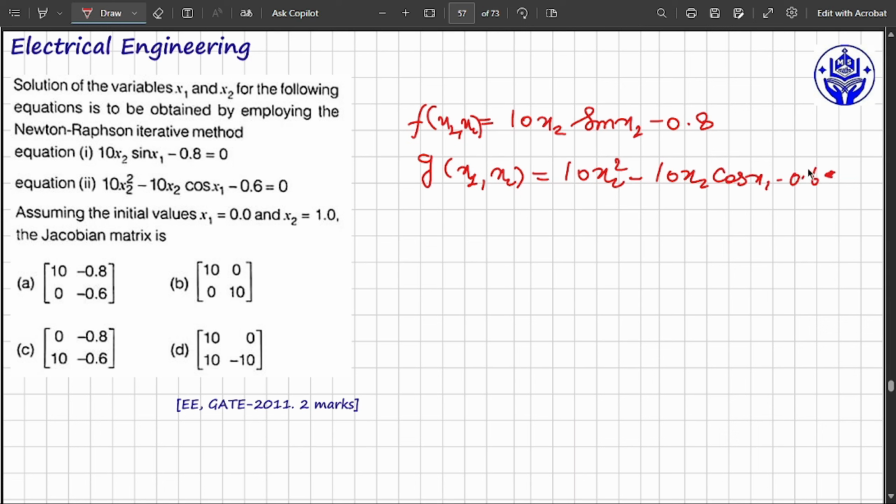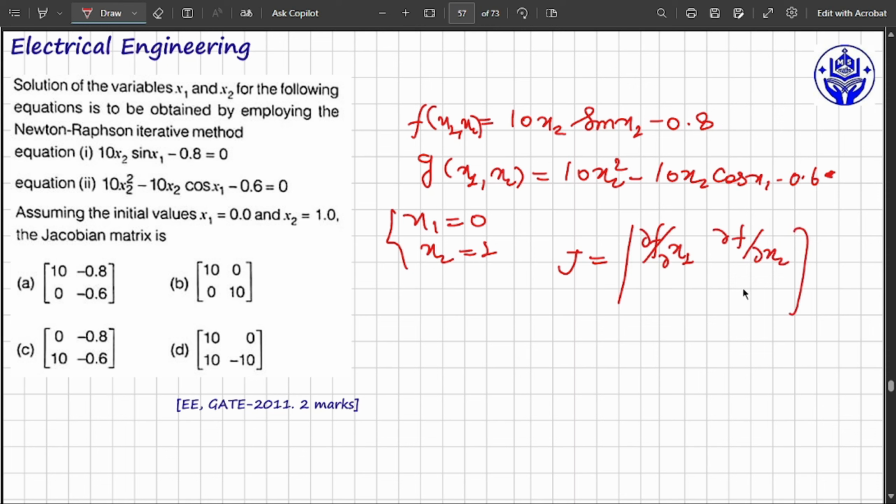Okay, here what is the Jacobian matrix if I have x1 equals 0 and x2 equals 1? The Jacobian matrix is something like this: the partial derivative of f with respect to x1, the partial derivative of f with respect to x2, and the partial derivative of g with respect to x1, the partial derivative of g with respect to x2. What is the partial derivative? In this case, if you are differentiating with respect to x1, then x2 will be constant. If I differentiate with respect to x1, then tan of x2 will be as it is. This will be tan of x2 into cos of x1.